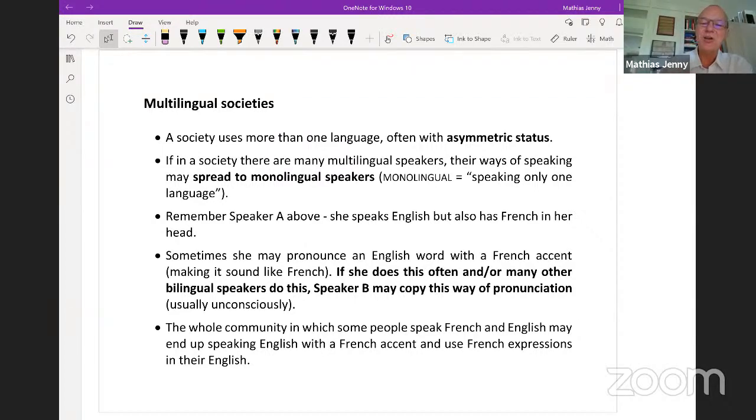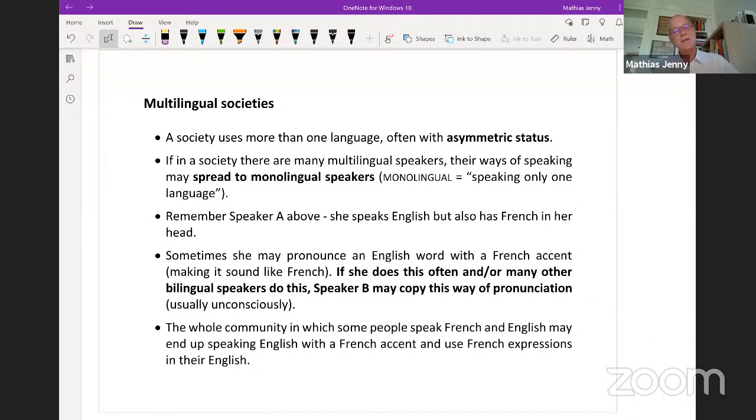This usually happens unconsciously, but it leads to the whole community at some point speaking the target language, in this case English, with elements from a source language, in this case French. So multilingual speakers in a multilingual society may change the language of monolingual speakers in the same society. So if you have a society where some people speak French and English, and some speak only English, the whole society may end up speaking English with many French elements.